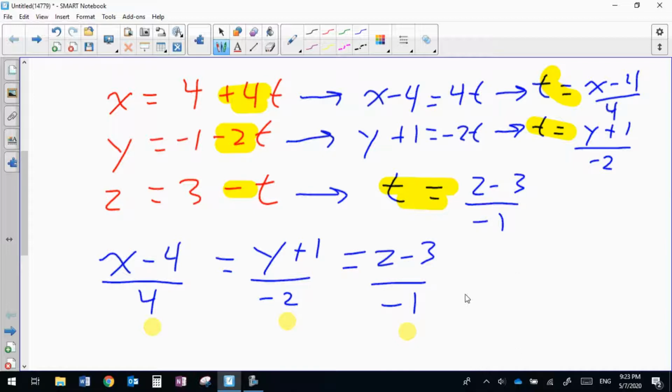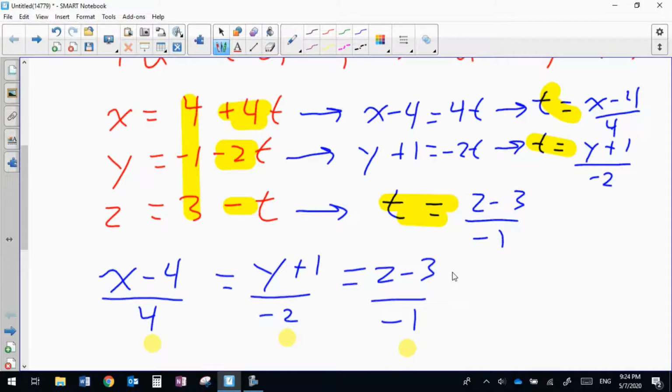Now the one thing about symmetric equations is that they do not show the initial point as easily. When I look at the parametric equations, I know that there's a point 4, negative 1, 3, my initial point, whereas here I have to realize it's the opposite. It's 4, negative 1, positive 3, the opposite signs there, and that's because of the rearranging. So there you go, there's your symmetric equation.